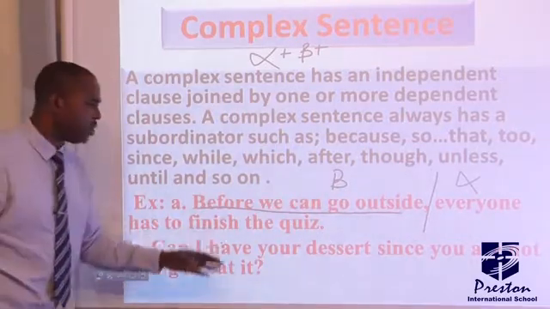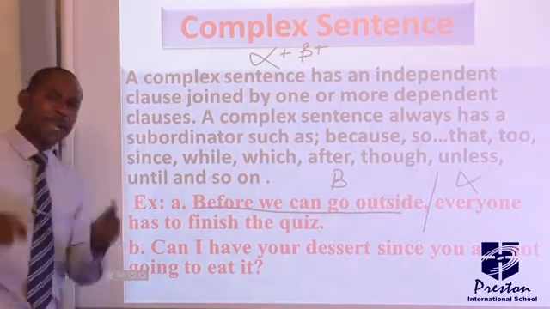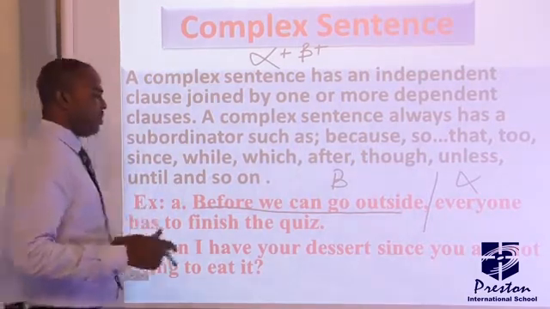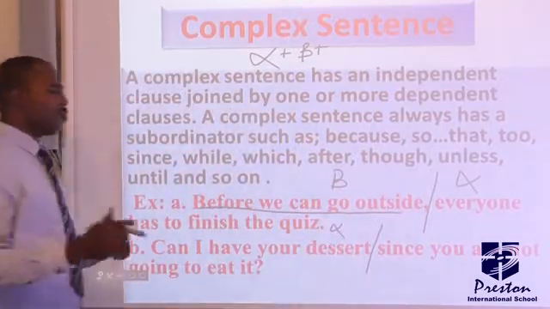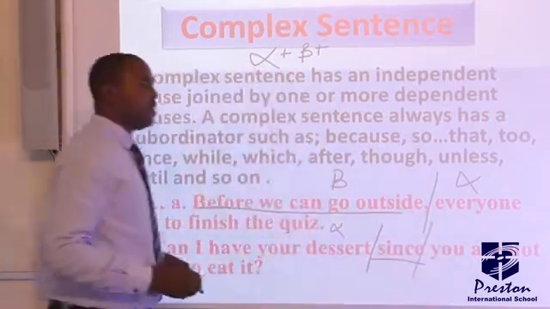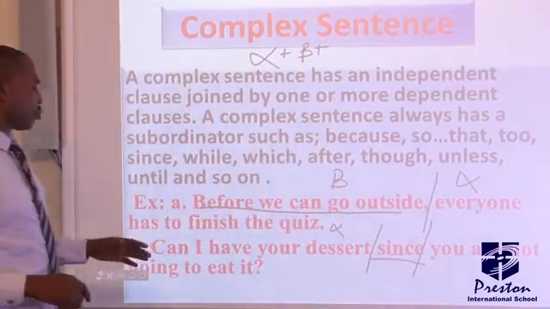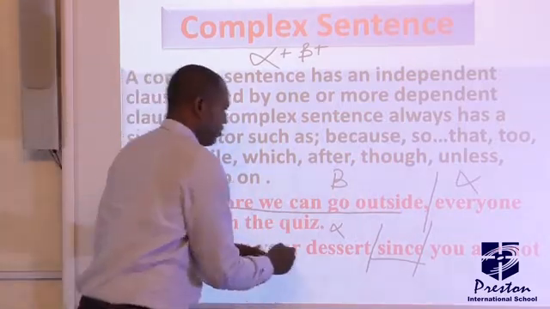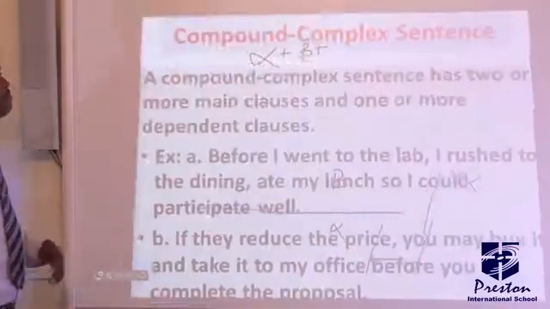Also, can I have your dessert since you are not going to eat it? So the main clause is, can I have your dessert? So you have this as the main, as the alpha. Then you have a subordinator here, joining the second clause, you are not going to eat it. So this is main, this is subordinate. Alright? So we move to the next one.